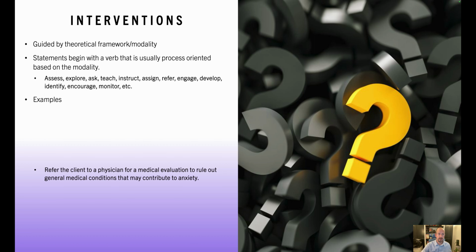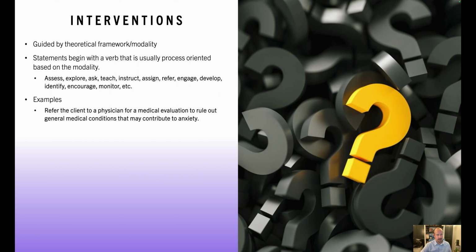Some examples then, specifically, let's say you had an objective that you wanted to have the client receive a medication evaluation from a provider. So your objective was to have the client access and obtain a medication evaluation. The intervention for that then, and what you hope the client to do, is to refer the client to the physician for a medical evaluation to rule out any general medical conditions that are contributing to anxiety.